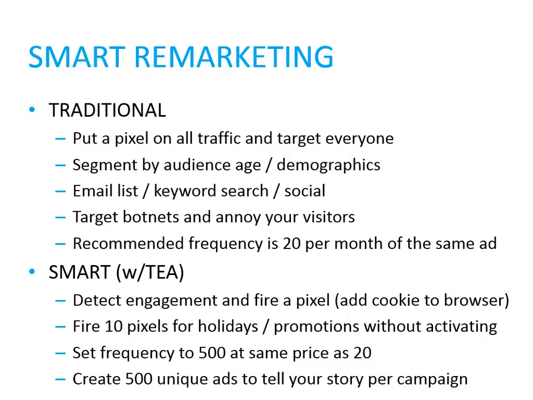So we say, okay, how about instead of just targeting 1 pixel, we're going to do 10 pixels. We're going to fire 10 pixels into their browsers, and we're going to turn them off. We just tagged them in their browser, but we're not doing anything. And I'll get to that in a second, why we're doing that. And then we're going to set the frequency to 500. So instead of doing 20 ads, we're going to do 500 ads. And we're going to create 500 unique ads telling the story about your company or about the product that you carry or whatever.